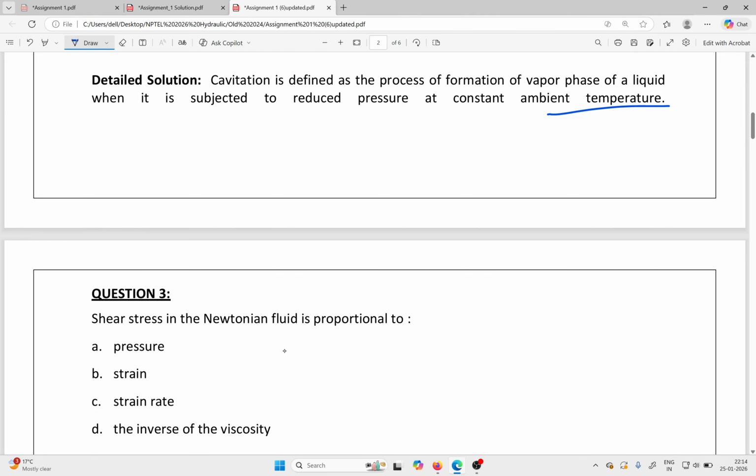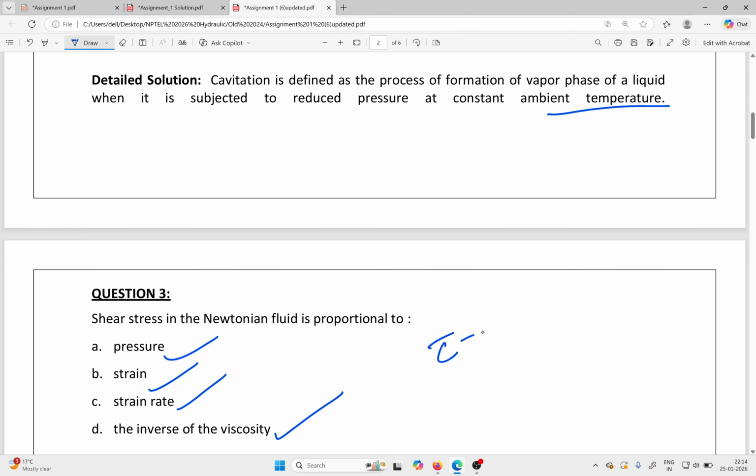The shear stress in the Newtonian fluid is proportional to the strain rate, the viscosity. So it is proportional to strain rate, not strain.